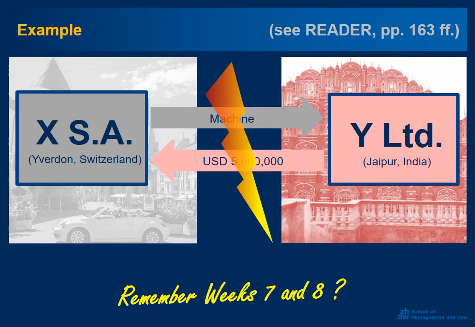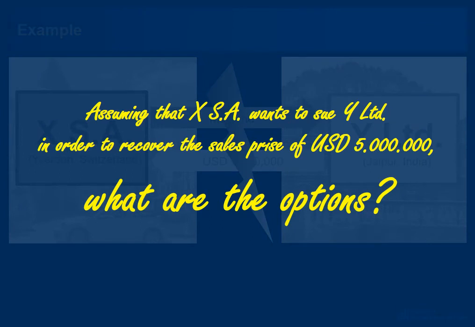I'm sure you remember this case we discussed before in the contexts of private international law and international sales law. The case involves XSA, based in Yverdon, Switzerland, and Y Limited, based in Jaipur, India. XSA sells a machine to Y Limited for a price of $5 million US, but Y Limited refuses to pay, saying that the machine doesn't function properly, which according to XSA is not true. Now, assuming that XSA wants to sue Y Limited in order to recover the sales price of $5 million, what exactly are the options?